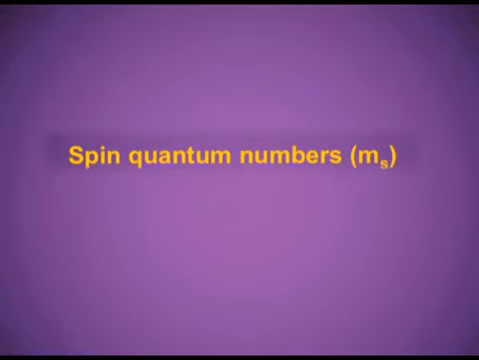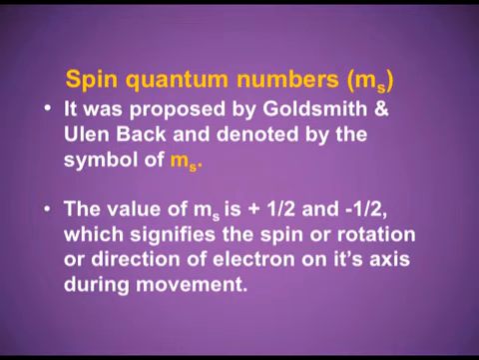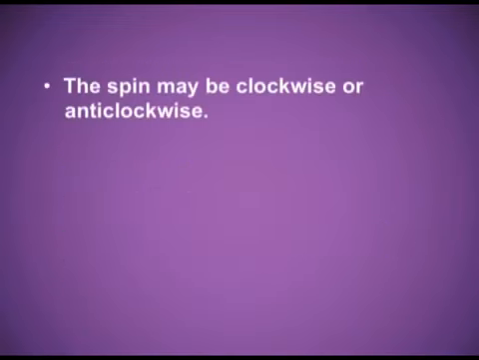The last quantum number is the spin quantum number. This is only for the electrons. Its symbol is small m with small s on the right hand side as a subscript. It was proposed by Goudsmit and Uhlenbeck and denoted by the symbol ms. The value of ms is plus half and minus half. These values show that electrons are spinning either clockwise or anti-clockwise. I hope the quantum numbers are very much clear to you.